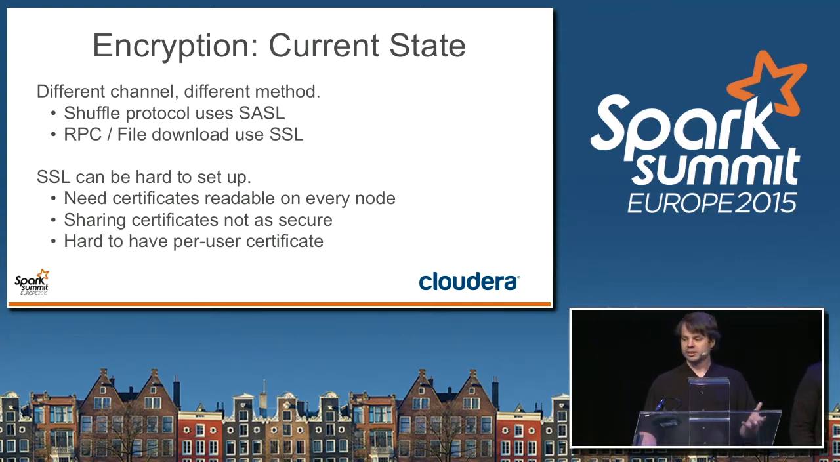The problem with SSL is that it can be really hard to set up. You need the certificates to be distributed all over the cluster because of the way that Akka works. You need them to be readable by the users who are running the applications. And as soon as you try to share a certificate among different users, depending on the SSL configurations, that is not really secure anymore, because the user might be able to decrypt the other user's traffic. And because of this need to distribute the certificates, and also coupled with the fact that Spark's configuration is not very parameterized, it's hard to have per-user certificates right now.